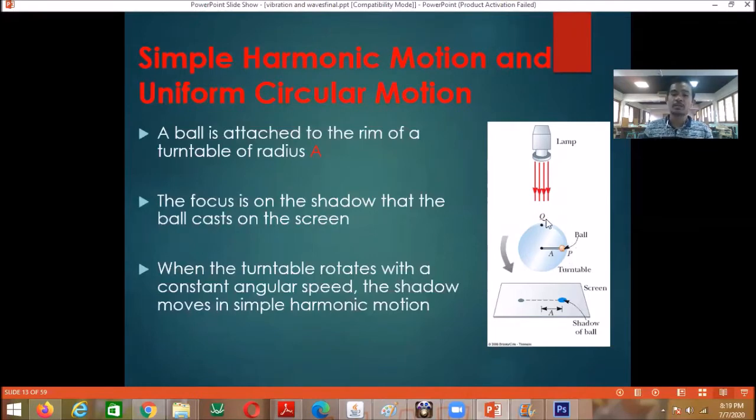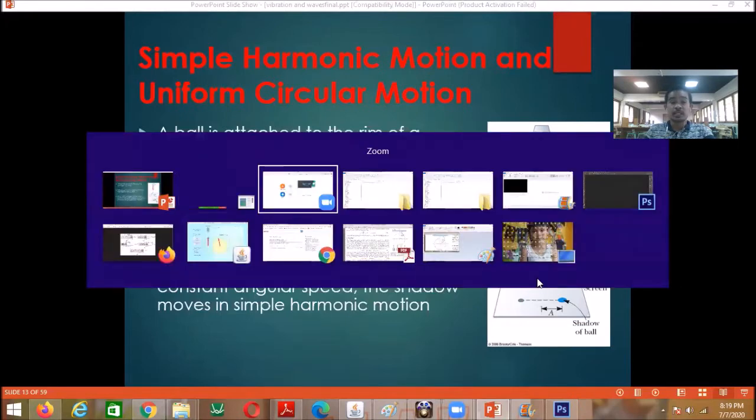And the turntable is hit by a light from the lamp, and the shadow will be projected here on the screen. There is a shadow of the ball. While the ball is moving in uniform circular motion, the shadow is moving in simple harmonic motion. So for better understanding, we will visualize if this turntable is really moving by looking at this simulation.